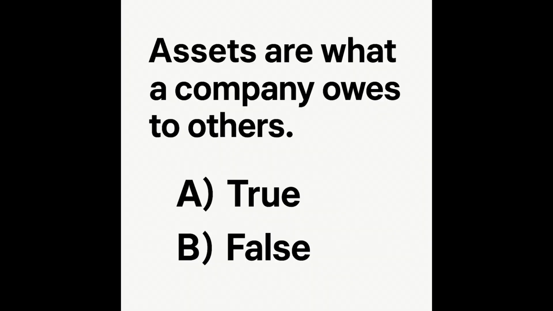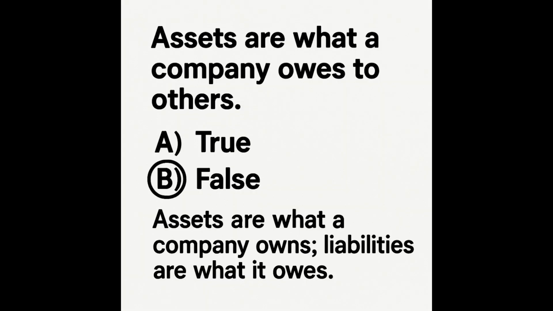1. True or false? Assets are what a company owes to others. A. True. B. False. The correct answer is B. False. Assets are what a company owns. Liabilities are what it owes.